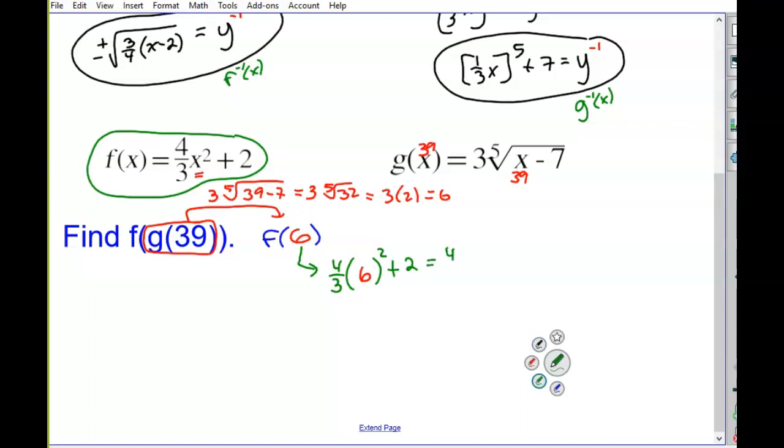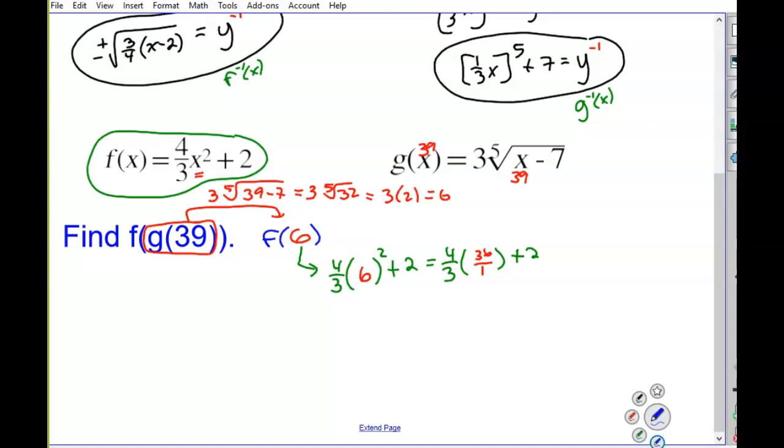And we can do as much as we need to in our head, or we can do it by saying, well, 6 squared is 36. And here's how I would do this, and it might be nice without a calculator. I've got 36 over 1 times 4 over 3.